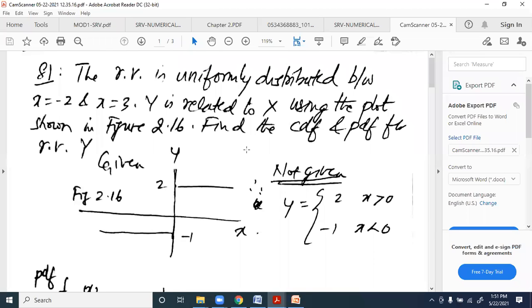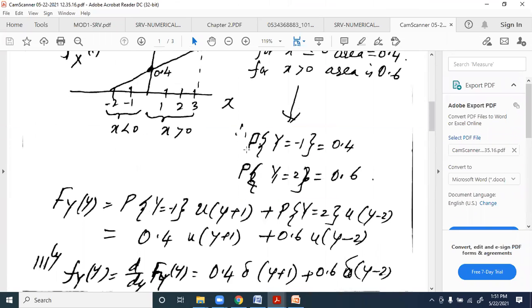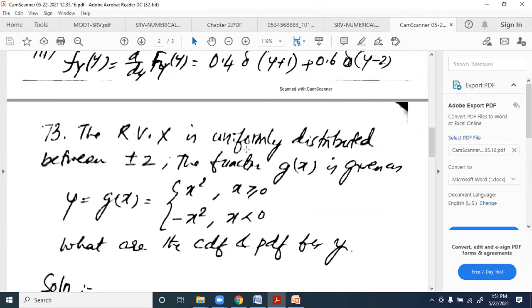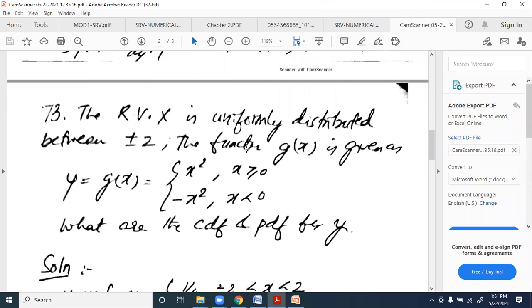81 problem. Now let us go to the problem number 73, which we did not solve in the last class. So let us see what it is. If you have any doubts, you can ask in the earlier problem.